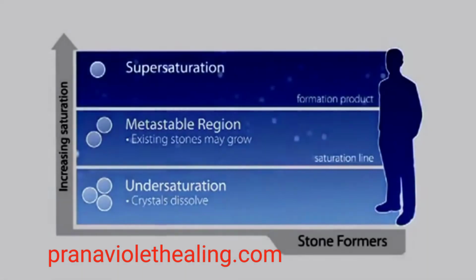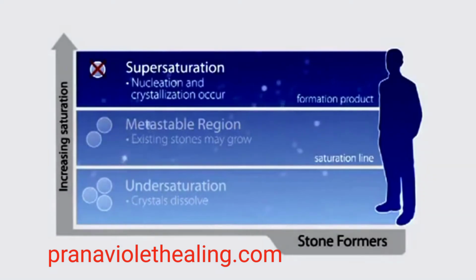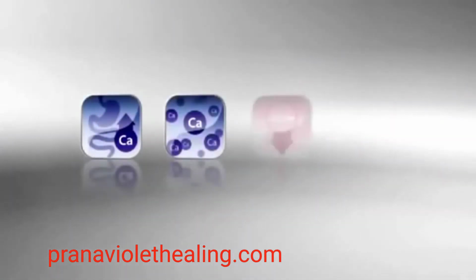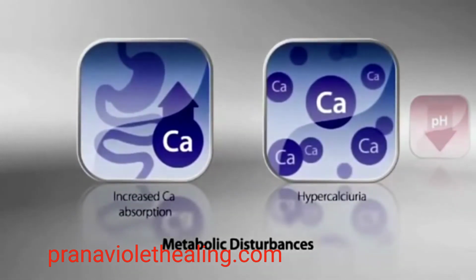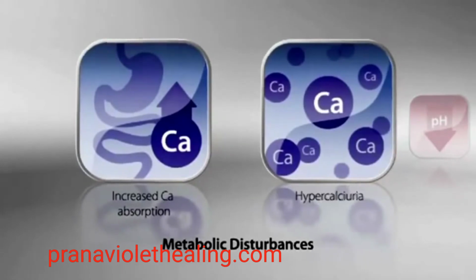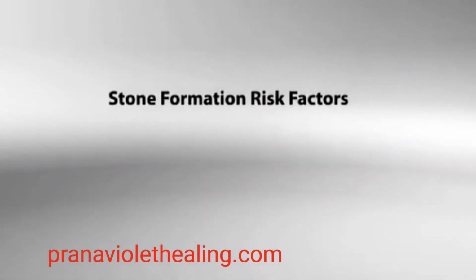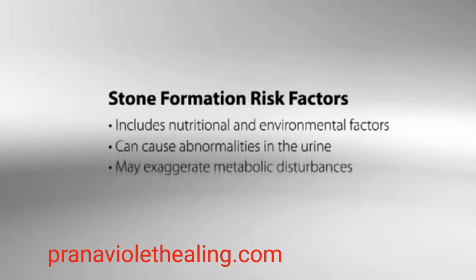But the urine of patients with kidney stones is more saturated. It may also lack inhibitors that increase the propensity for crystallization of stone-forming salts. There are 2 reasons for this. First, stone formers are known to suffer from a variety of metabolic disturbances that increase the amount of stone-forming substances excreted in the urine and also decrease the excretion of inhibitors. Second, a number of common nutritional and environmental factors can cause abnormalities in the urine. These factors may also exaggerate underlying abnormalities due to metabolic disturbances.